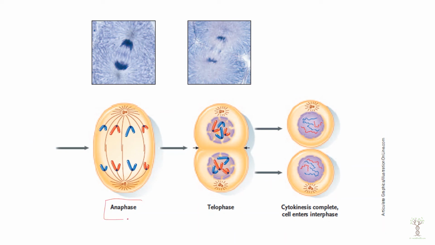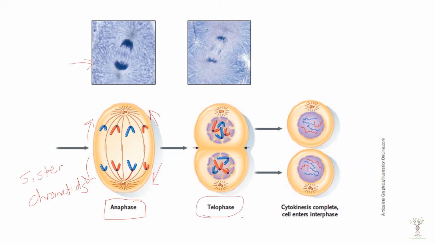The next stage is called anaphase. Anaphase is when the chromosomes start to move to opposite ends of the cell. So which chromosomes are separating? The sister chromatids are separating. They're moving to opposite ends of the cell because these spindle fibers start to shorten. They get broken down, and as they're broken down, they pull the chromosomes to opposite ends of the cell. In this diagram, you can see that the chromosomes are coming apart.